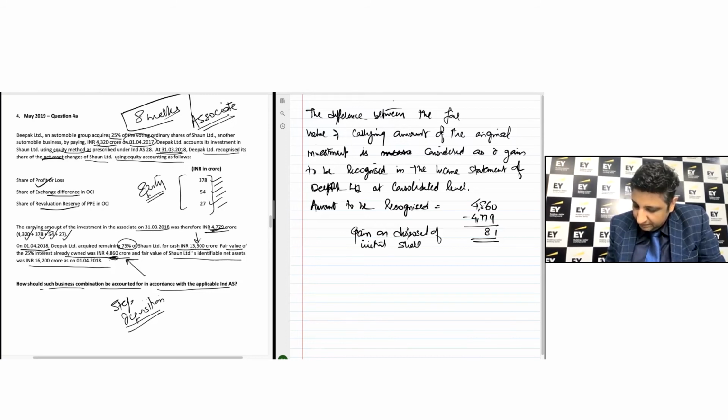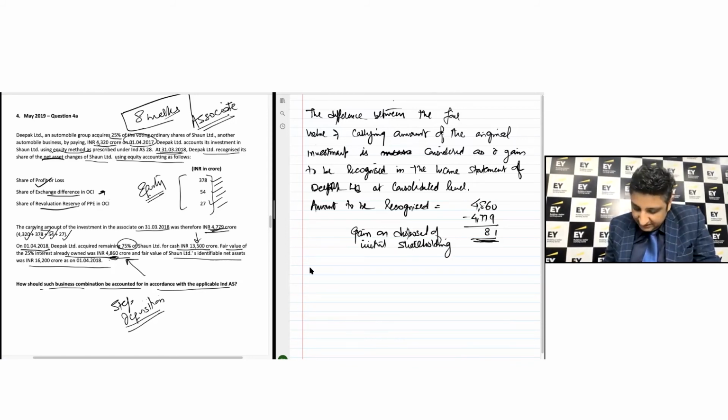initial shareholding. It's a gain on disposal of initial shareholding. Now we may argue we never sold this, but that's the way we want to understand. The moment you establish control, you assume that whatever you had earlier has been disposed, and you reacquired the entire 100% stake in the given scenario, which means that this 81 becomes your realized profit there. Now, also importantly, there is an exchange difference gain of 54.